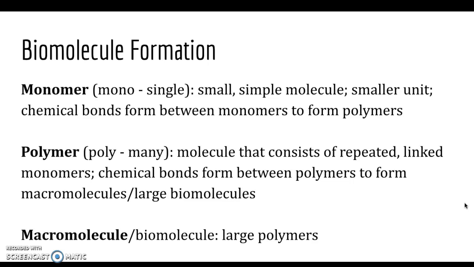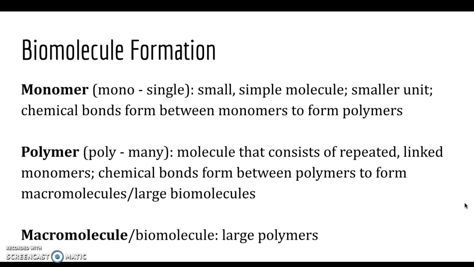So monomers, think of mono. When you hear mono, it means single. So monomers are simple molecules or a small unit. Chemical bonds form between monomers to form polymers. So polymer, poly means many. A polymer is a macromolecule that consists of repeated linked monomers. So monomers bonded together is a polymer.